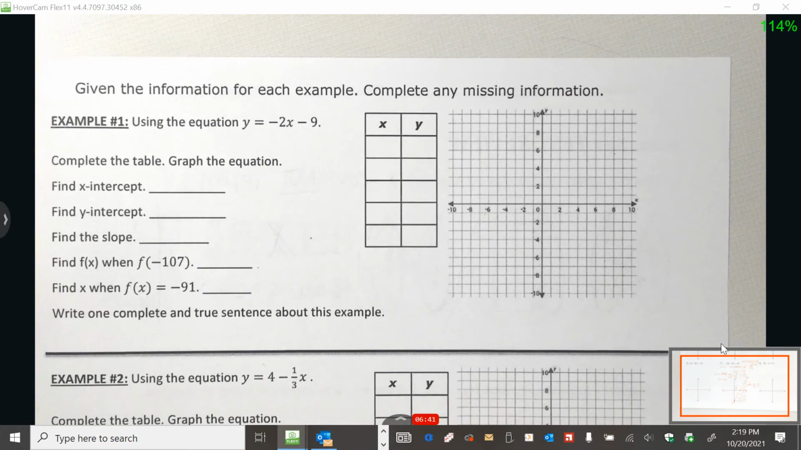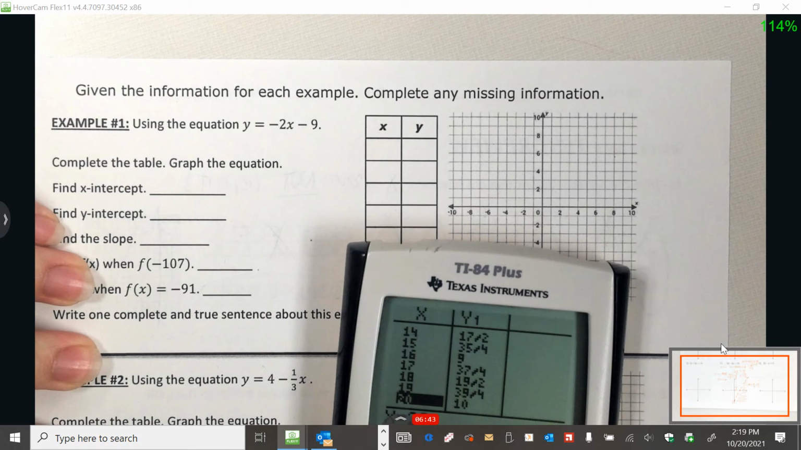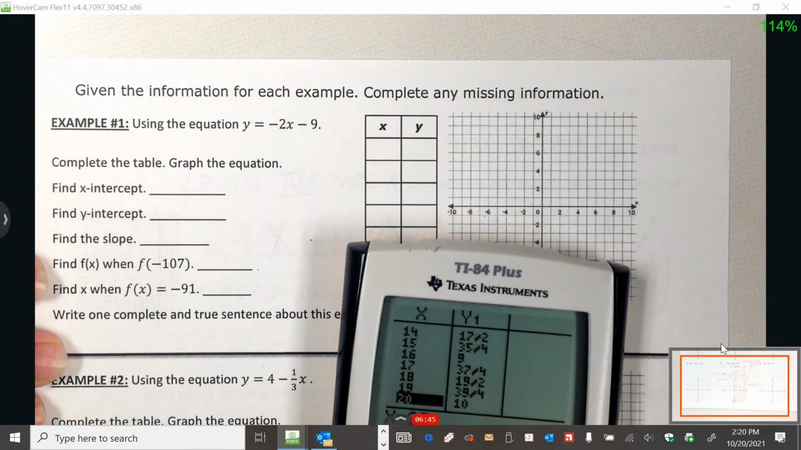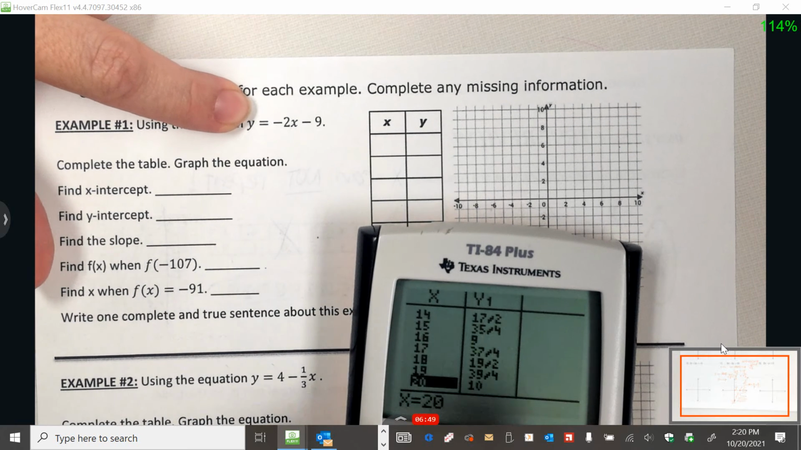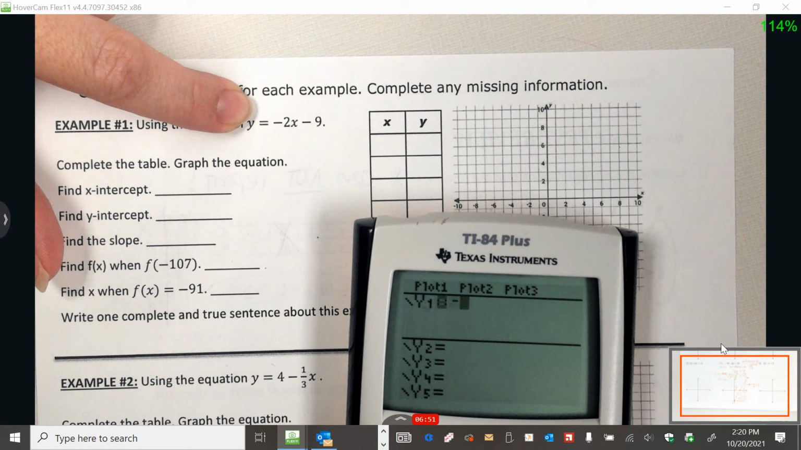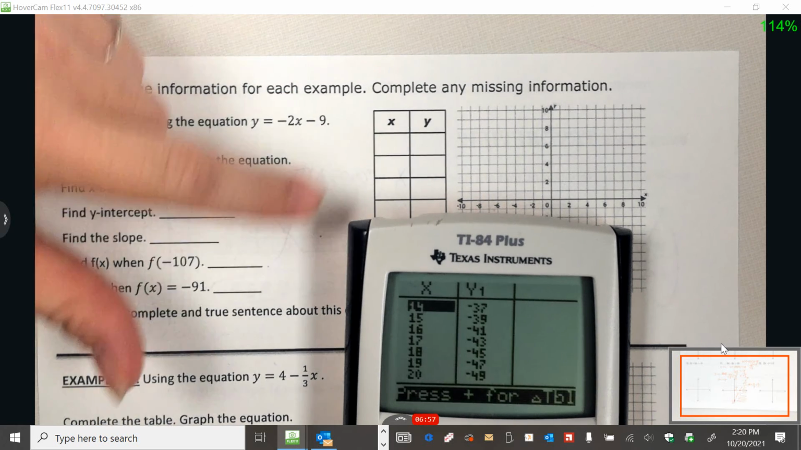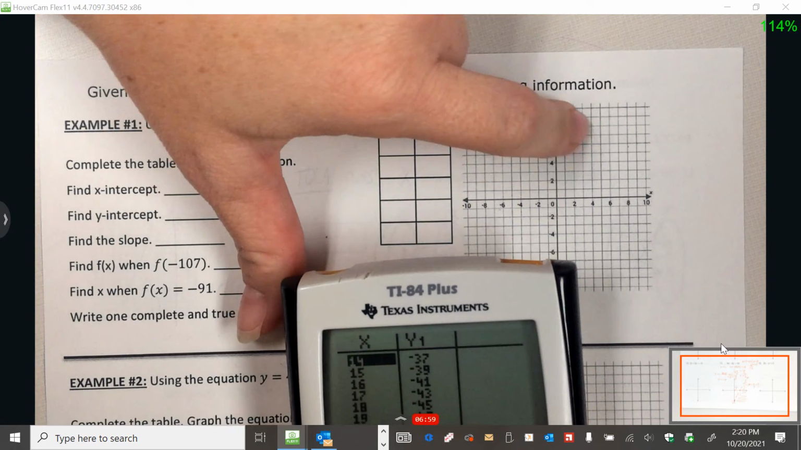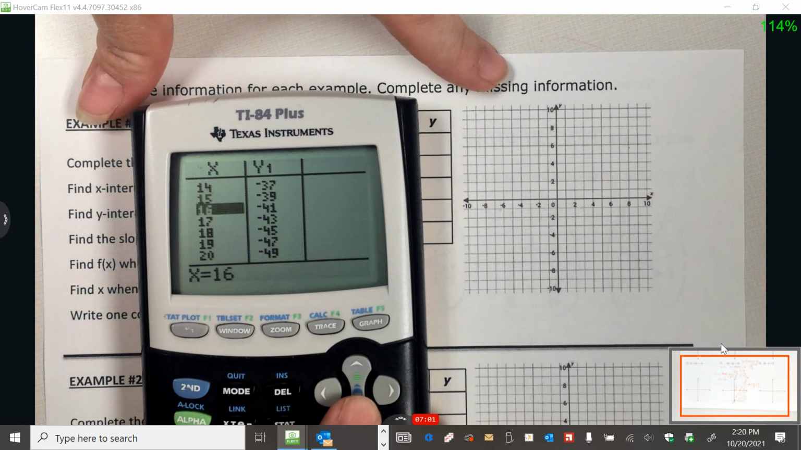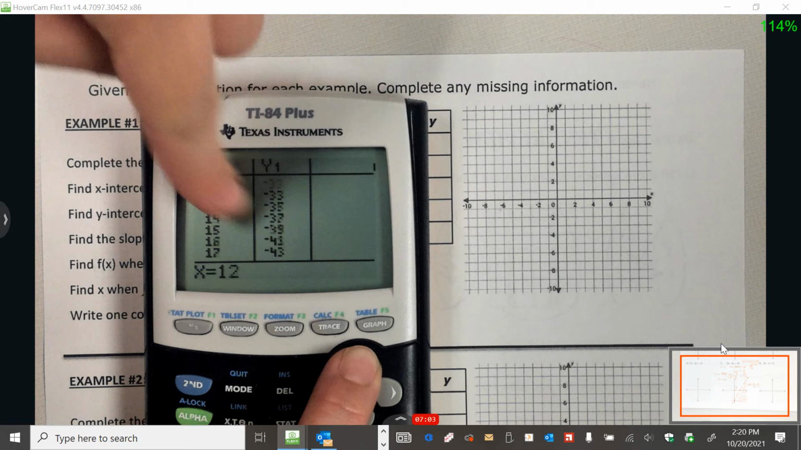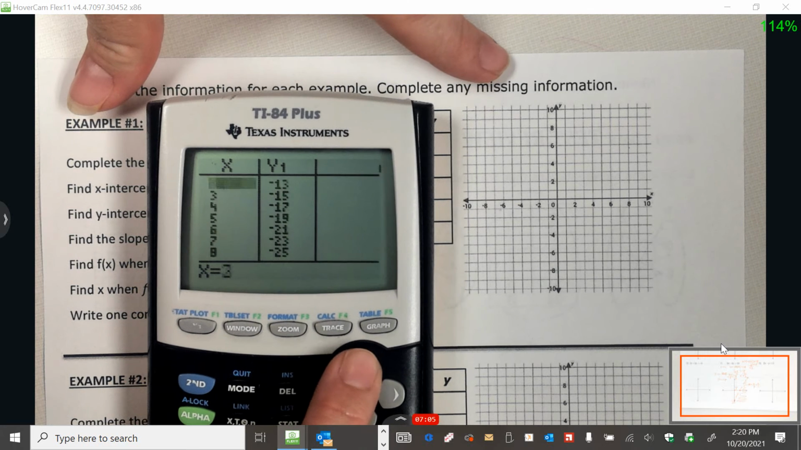Okay, so now we're going to look at these. Use the equation y equals -2x minus 9, so I'm going to come here and type it in. I know that I need to fill in my table and graph it. I see that this only goes from 10 to -10, x and y, so I need to find numbers in between 10 and -10.